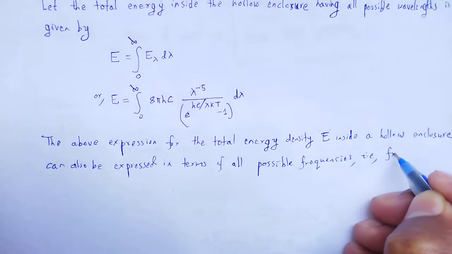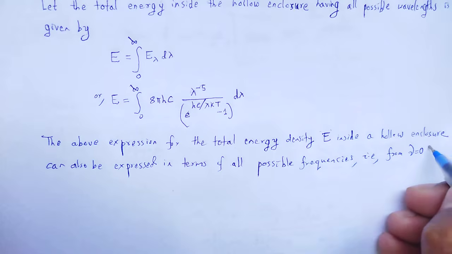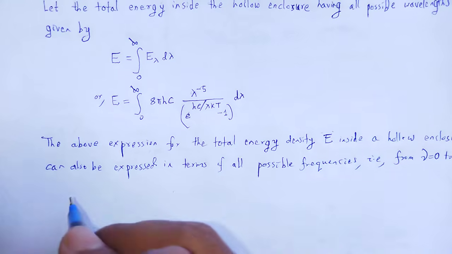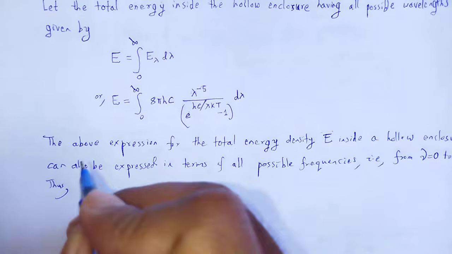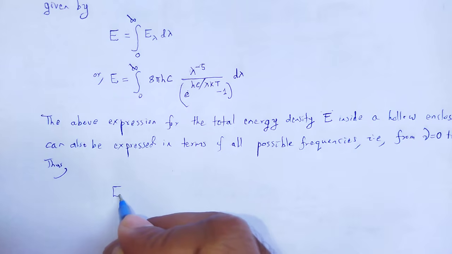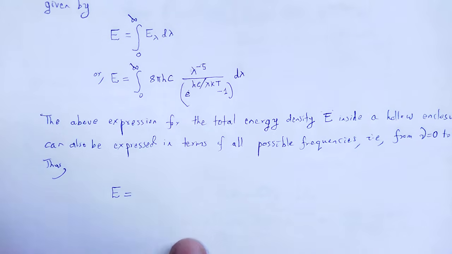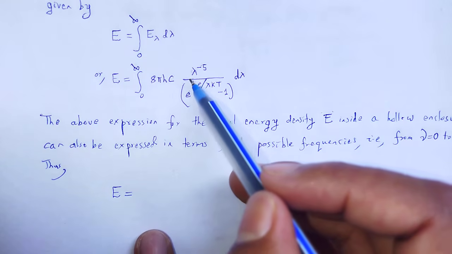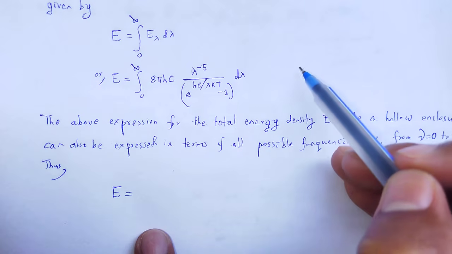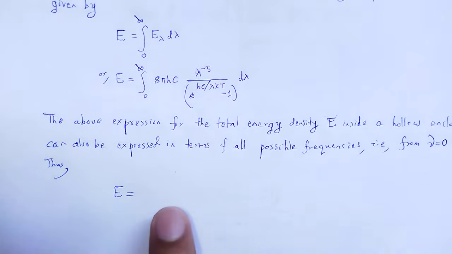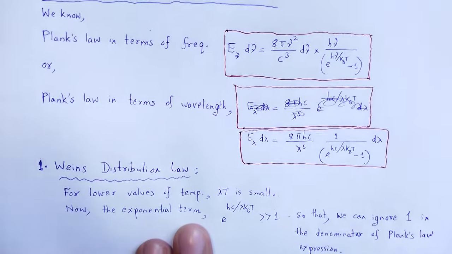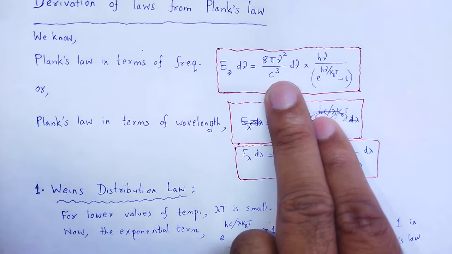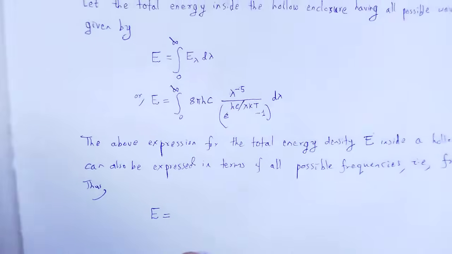That is, the frequency range from 0 to infinity, nu from 0 to infinity. Thus, we can write the energy density E in terms of frequency. Either we can substitute in place of lambda, as nu is equal to c by lambda, or Planck's law in terms of frequency expression can be used. We can easily write it by using Planck's law in terms of frequency.